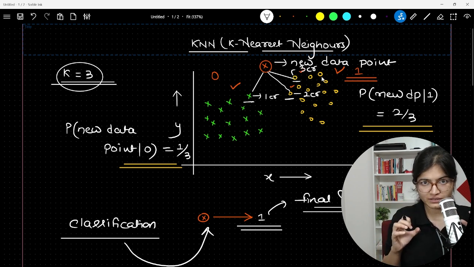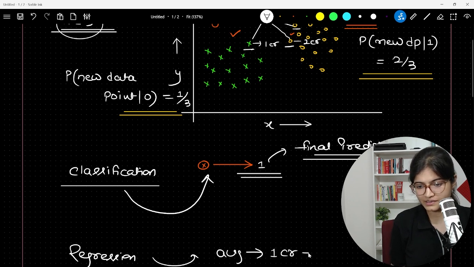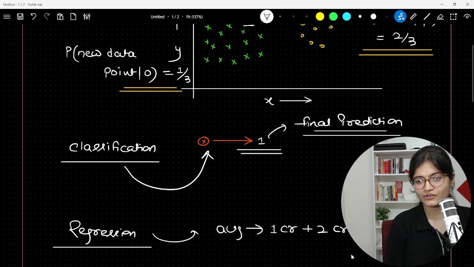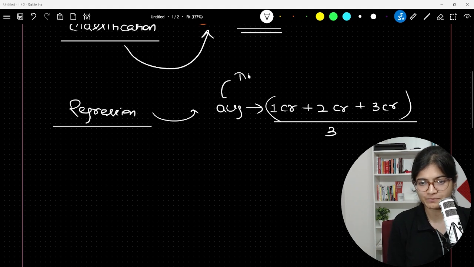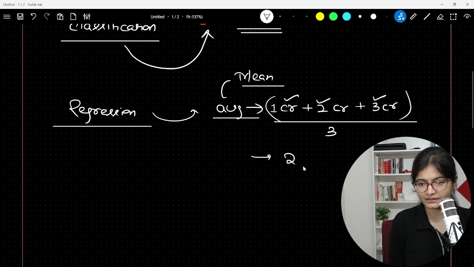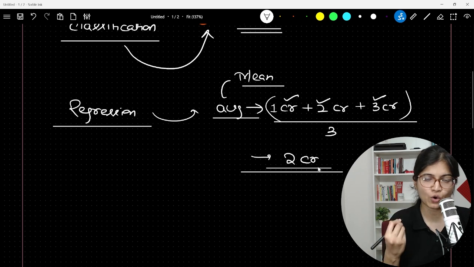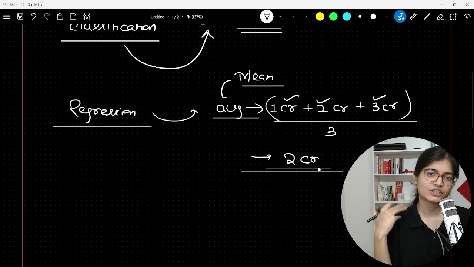So what my regression case will do is try to find the average of all the 3 data points, which is 1 CR plus 2 CR plus 3 CR, divided by 3. I hope you all know how we can evaluate an average, which we also call the mean in mathematical terms. So it will find the average of all these numbers. So 3, 4, 5, 6, it means that the average price of that particular house, that particular flat you're looking into, depending upon these 3 nearest neighbors, will be equivalent to 2 CR. So that is how the regression algorithm will work.